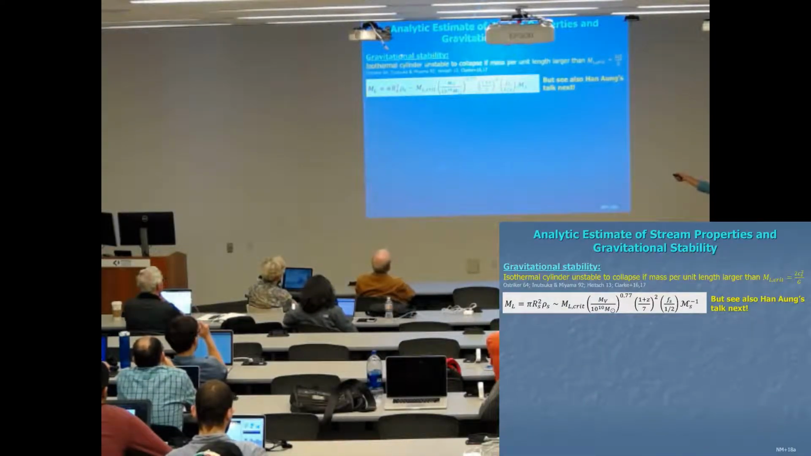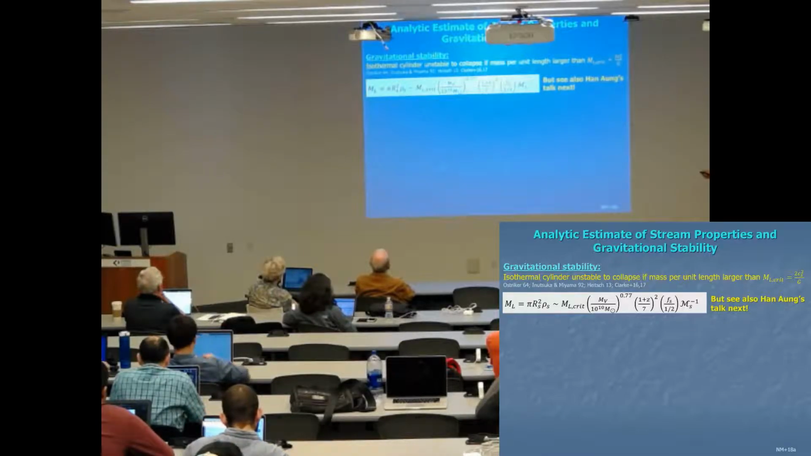Now, a gravitational isothermal cylinder is unstable to collapse if its mass per unit length is larger than a critical value. And indeed, in the model, the streams exceed that critical value at high redshift for very massive halos. We expect them to be gravitationally unstable.